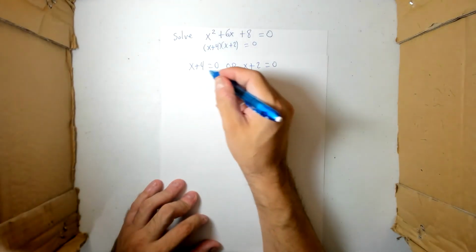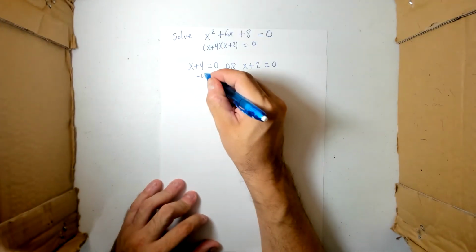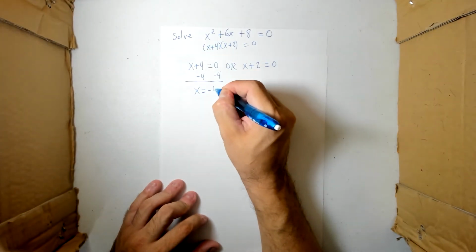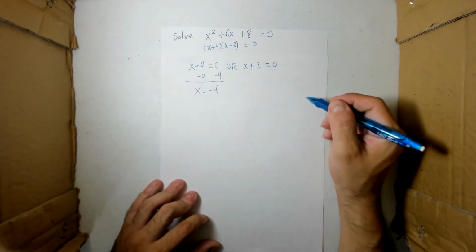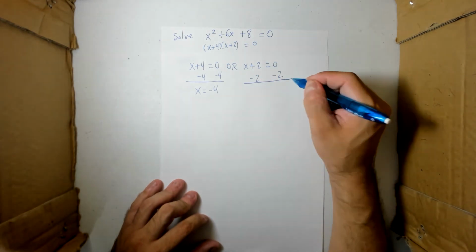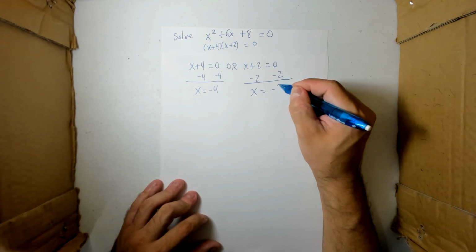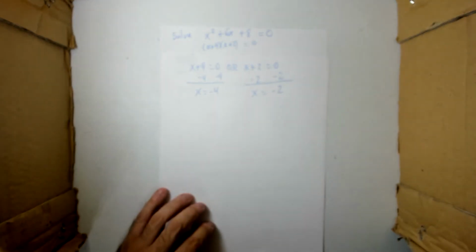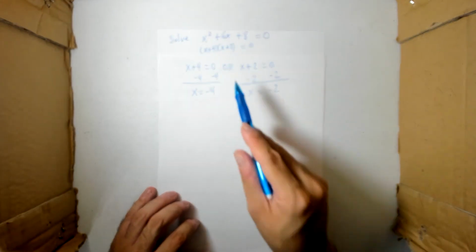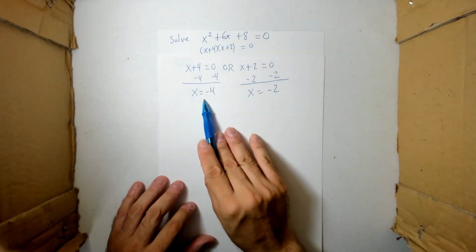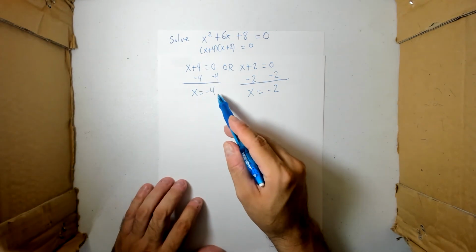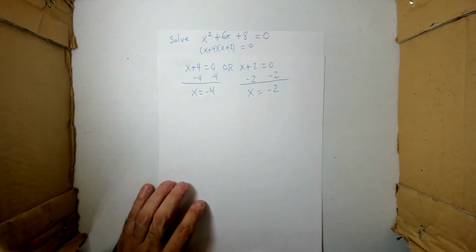So if x plus 4 is 0, minus 4, minus 4, and I get x equals negative 4. If x plus 2 is 0, minus 2, minus 2, and I get x equals negative 2. In this case, I have found through factoring the following two solutions to this equation: x equals negative 4 and x equals negative 2.